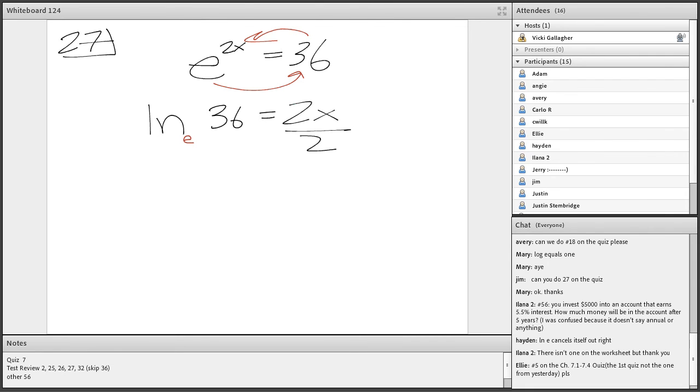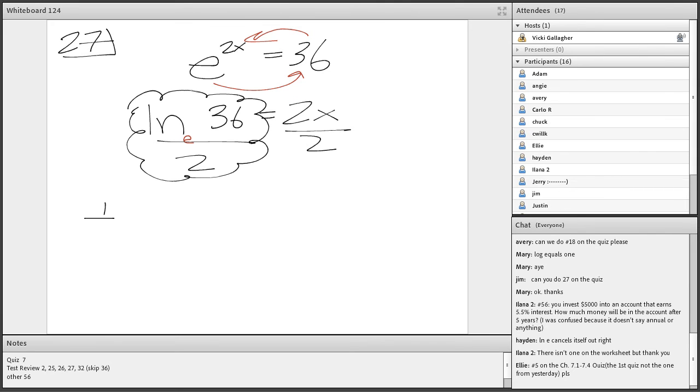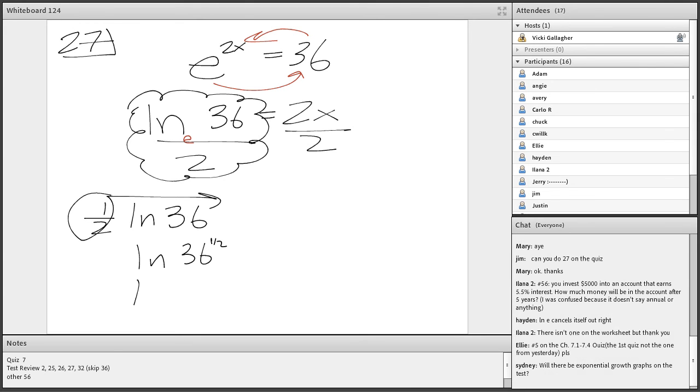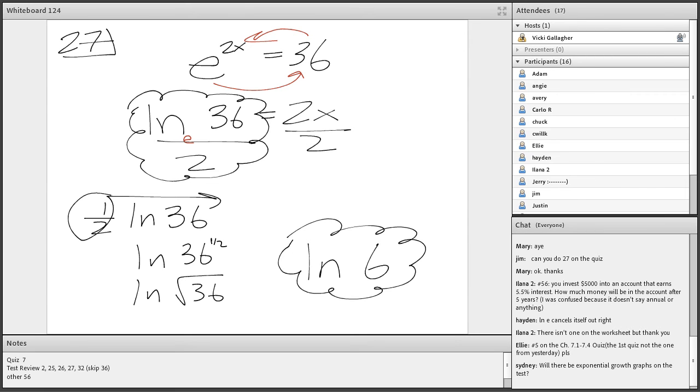And then we divide by the 2 to get the x by itself. Again, this is a perfectly acceptable answer in my book. You could also, instead of dividing by 2, multiply by 1/2 and write it like this. And if you want to get super fancy, we put the 1/2 as an exponent, which actually means we're square rooting the 36, and the best answer is the natural log of 6.